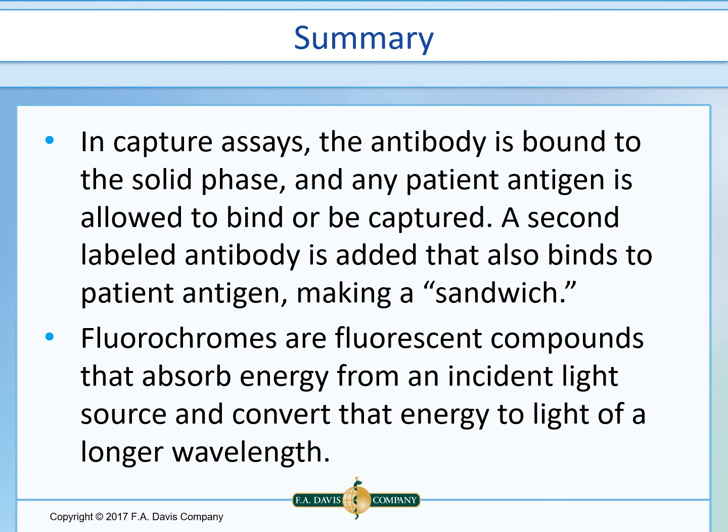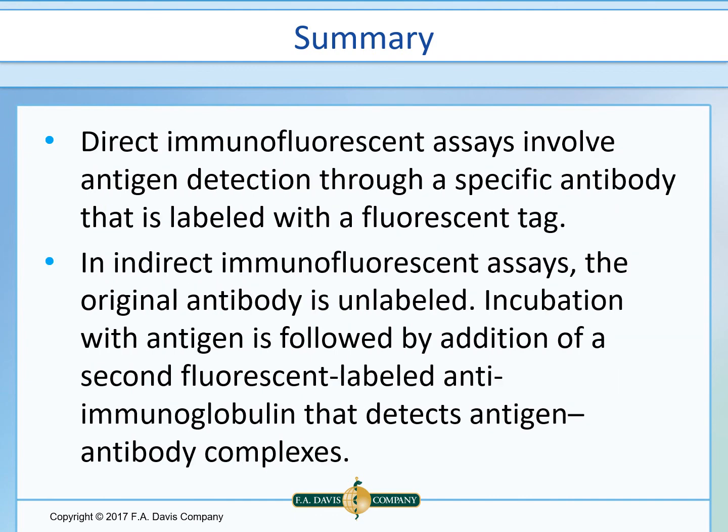Fluorochromes are fluorescent compounds that absorb energy from an incident light source and convert that energy to light of a longer wavelength. Direct immunofluorescent assays involve antigen detection through a specific antibody that's labeled with a fluorescent tag. In indirect immunofluorescent assays, the original antibody is unlabeled. Incubation with antigen is followed by addition of a second fluorescent labeled anti-immunoglobulin that detects antigen-antibody complexes.